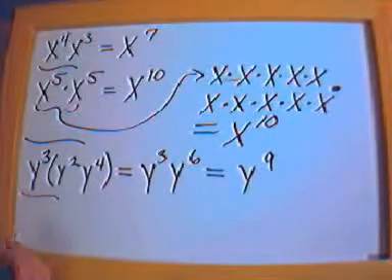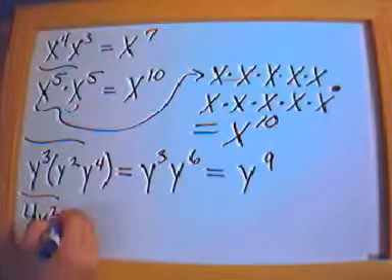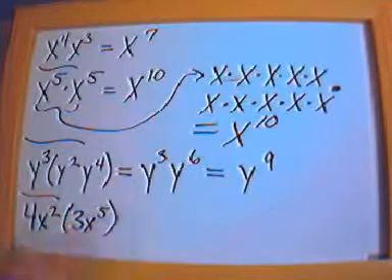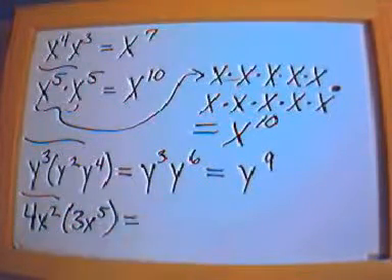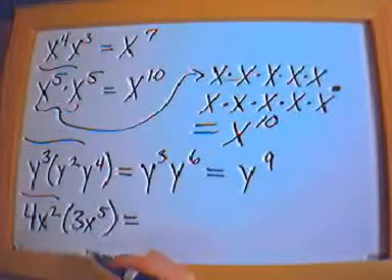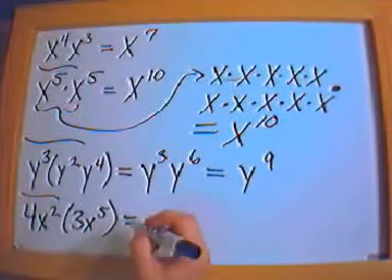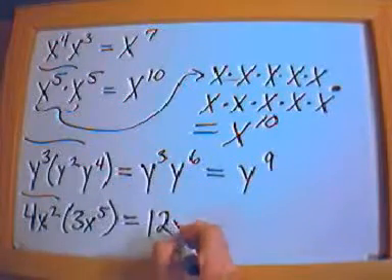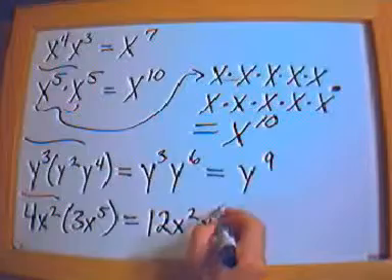Now what if you have something like 4x squared times 3x to the fifth? Okay? You can start to skip steps as you become more comfortable. I'm not going to skip any steps now. Let's just go ahead and do it. Take it one step at a time. 3 times 4, positive 3 times positive 4 is 12. And I have an x squared here. I'm just going to write it down. And I have an x to the fifth here, and I'm going to write that down.